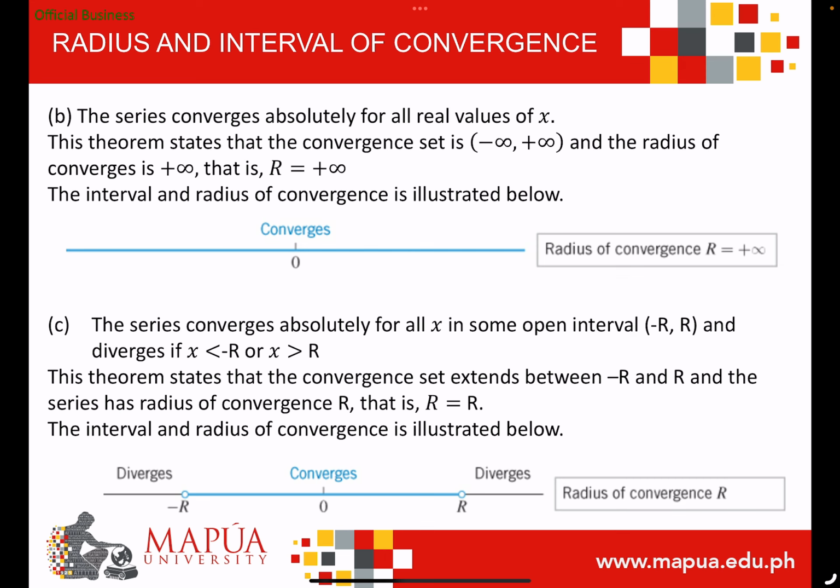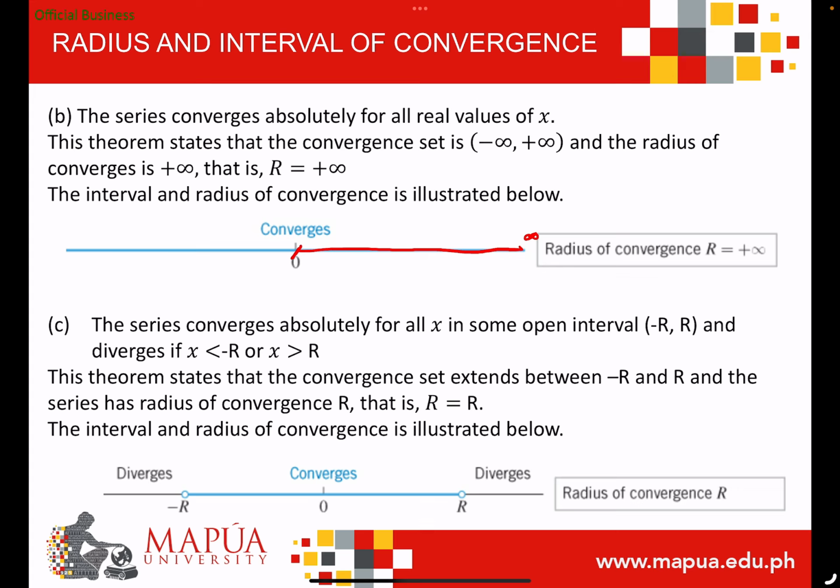The series converges absolutely for all real values of x. This theorem states that the convergence set is from negative infinity to positive infinity, and the radius of convergence is positive infinity. That is, r is positive infinity, from 0 to infinity. So that's the radius. So it is defined for all real numbers.